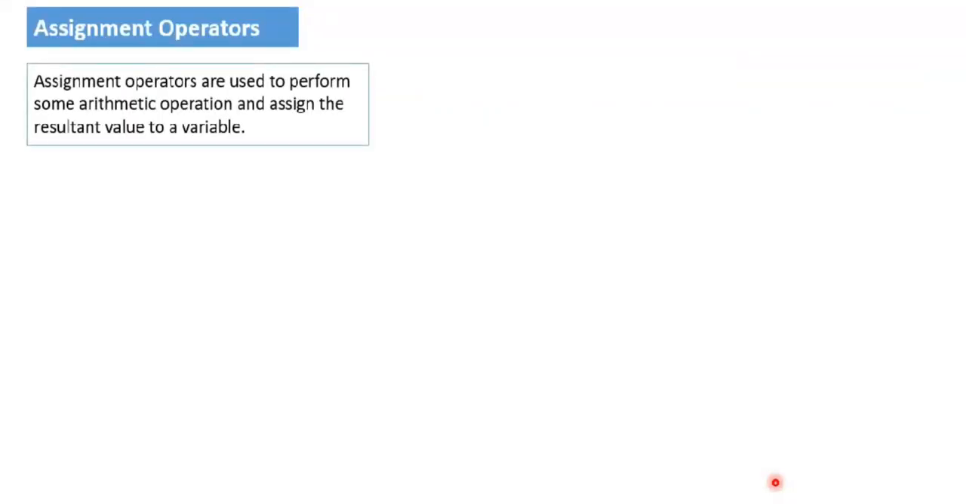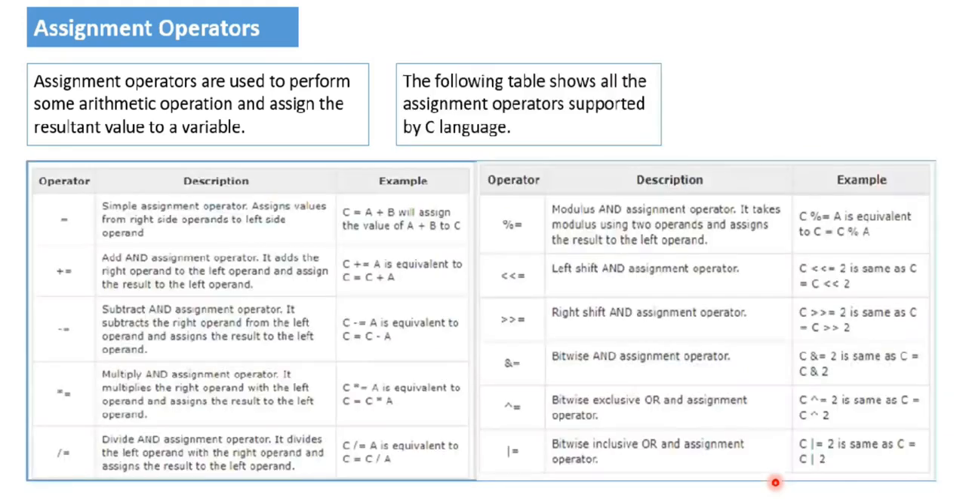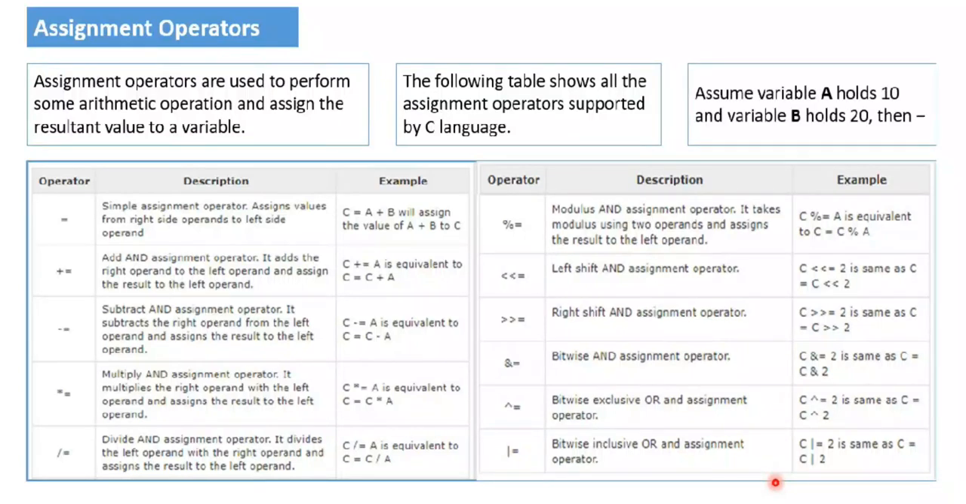Next are assignment operators. Assignment operators are used to perform some arithmetic operation and assign the resultant value to a variable. The following table shows all the assignment operators supported by the C language. Here again, let's take the value of A as 10 and B as 20. So C equal to A plus B means A plus B is the addition operation and the value is assigned to C.